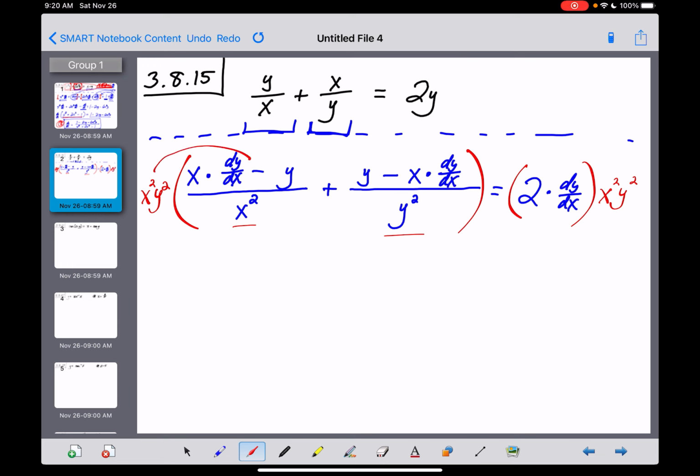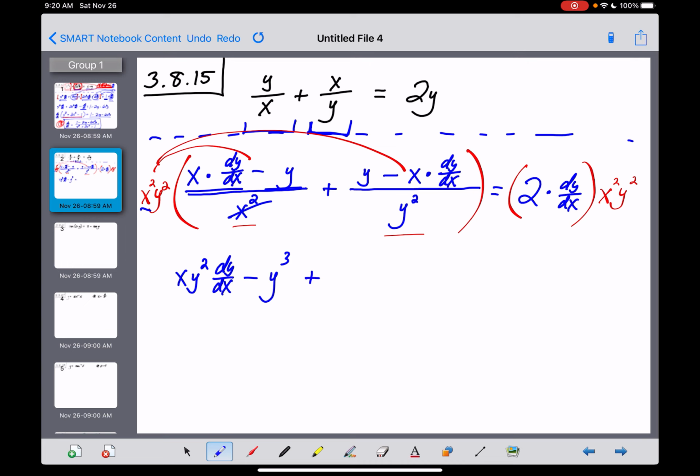Now I'm distributing this monomial into this binomial right here, and the first time I do it, the x squared is going to cancel with this x squared, but the y squared needs to get distributed here and here. So that's going to give us an xy squared multiplied by dy dx, and then a minus the y squared times y will give us a y cubed. Okay, that takes care of the first quotient that we had there.